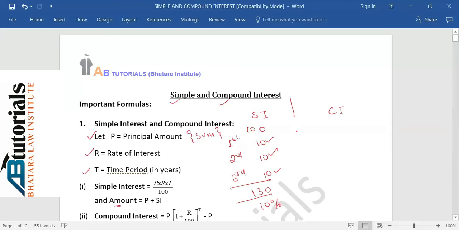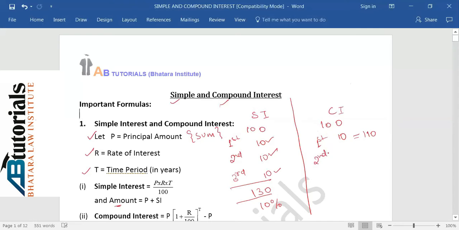Now suppose the money is given in the case of compound interest. Suppose I have taken 100 rupees. For the first year, I'll be giving him 10 rupees as interest, but as CI. That means the money I am supposed to return after 1 year is 110. So the change comes after 1 year.